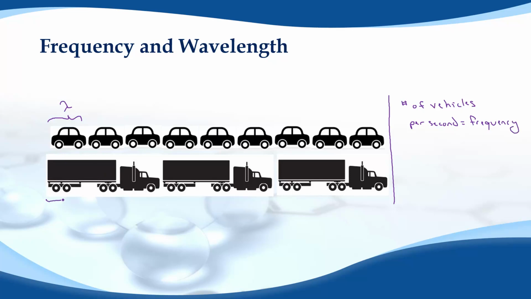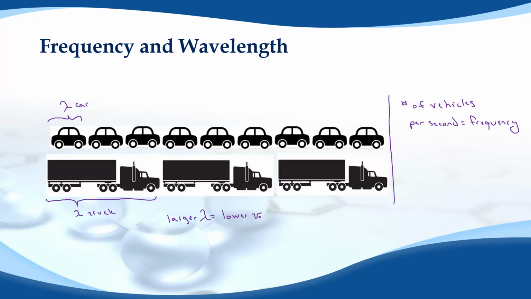It's obviously going to be the cars, right? Because for every 3 trucks you have 9 cars. Cars have a much smaller wavelength than a truck does, much smaller distance, which means that it has a higher frequency. Frequency and wavelength are inversely proportional. The shorter the wavelength, the higher the frequency.